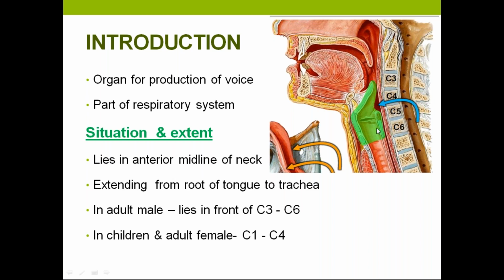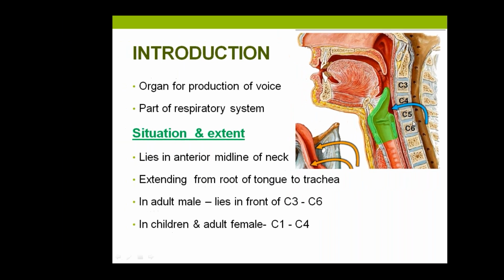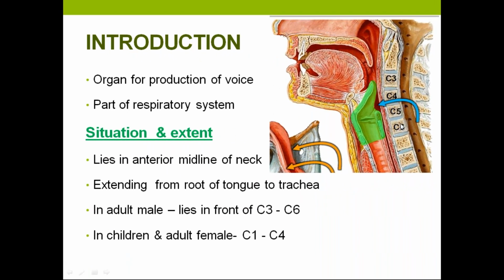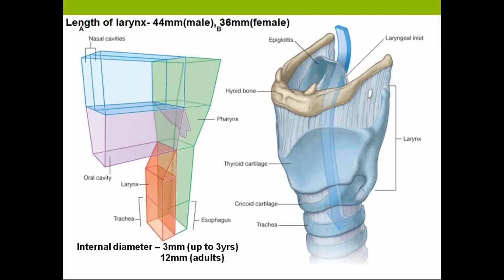So it lies in the anterior midline of the neck, extends from the root of the tongue to the upper part of the trachea. In adult males, it extends from C3 to C6. In females and children, it is between C1 to C4. Now we'll see the length of the larynx. The red colored one here is the larynx. You can see it continues below with the trachea. It is about 44 millimeters in males and 36 millimeters in females.